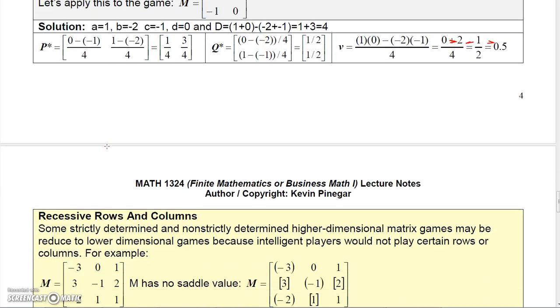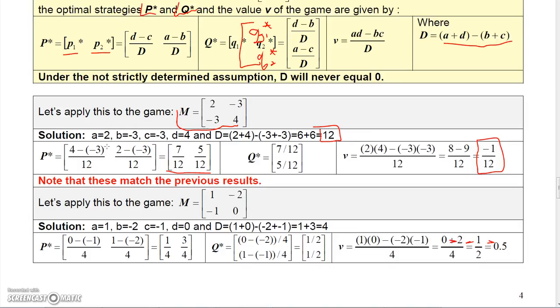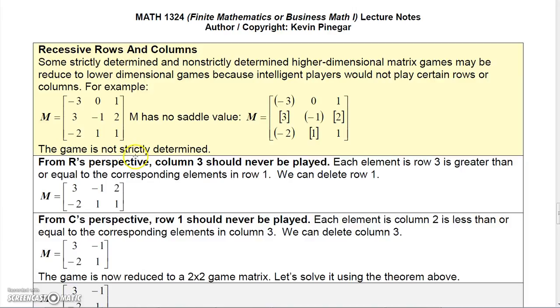Okay, so anyway, that's how we can calculate these solutions to these games, these optimal solutions to the games. So it's a little bit confusing. You really need a whole course to understand this, but just trying to give you what I can in these sections here.